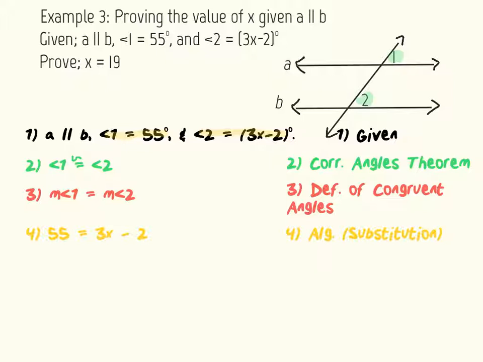And now I'm going to solve the algebraic equation like I always do, giving me 57 equals 3x by algebra, the addition property. And the final step is to solve for x. So x equals 19 by algebra, the division property. And now we have proved, given the two corresponding angles, our x equals 19.